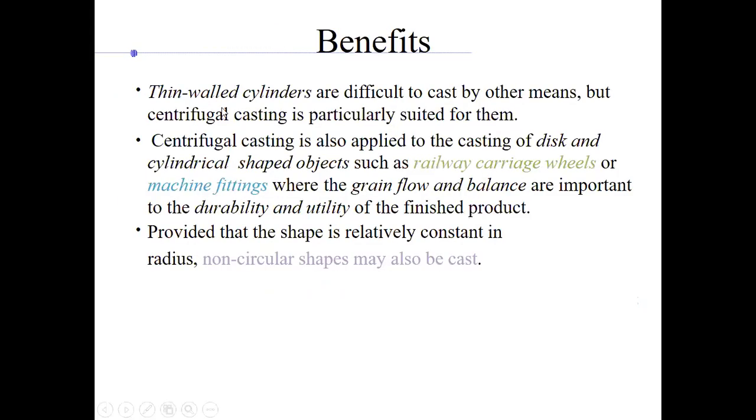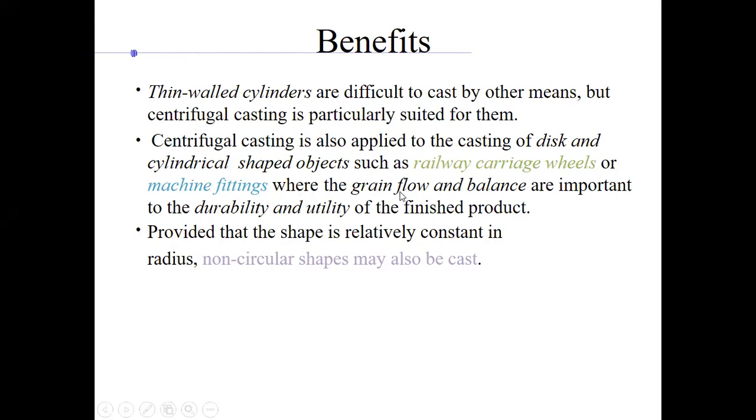Benefits, as I said: thin walled cylinders are difficult to cast by other means, and centrifugal casting is particularly suited for them, right? So thin walled cylinders can be made. Centrifugal casting is also applied to the casting of disc and cylindrical shaped objects such as railway carriage wheels and machine fittings. Railway carriage wheels are disc-like structures, and they require certain properties: they should be more dense, and the crystal structures should also be in a particular direction so as to be able to take up the load.